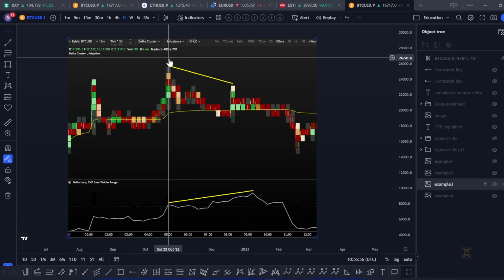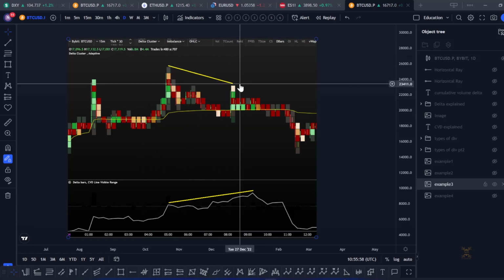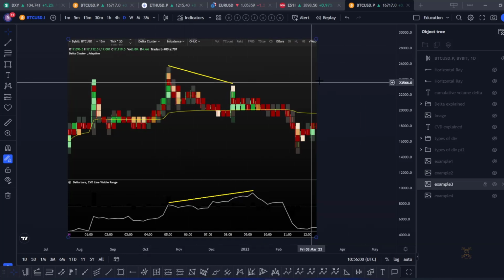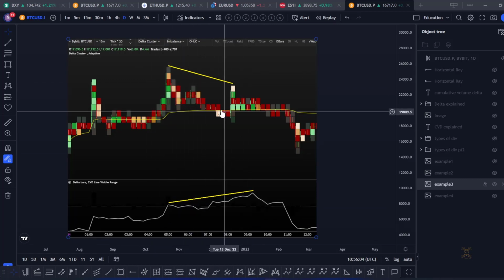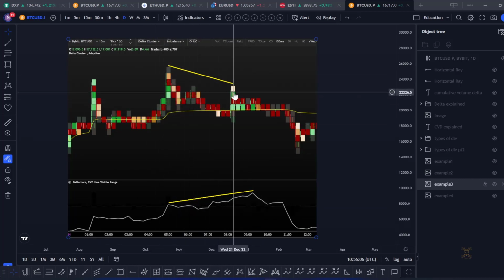In this example, you have high, you have a lower high, and the CVD is making a higher high. E.g., somebody is sitting here with limits and is just selling a lot of limit orders here, while the people on market are just trying to move price higher, but they're not being able, they're being absorbed.